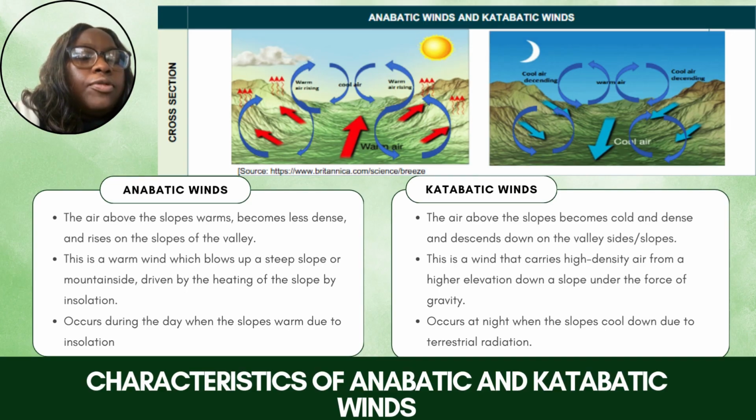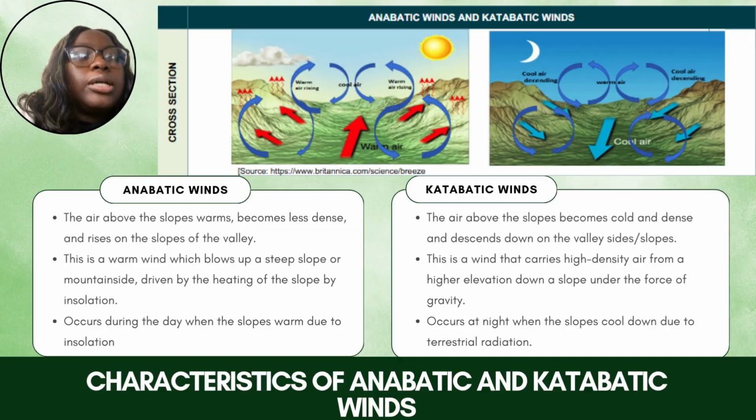Now let's contrast and move on to anabatic and katabatic winds, right? So we defined them earlier, but with anabatic winds, the air above the slope warms and that becomes less dense and rises on the slopes of the valley, right? This is a warm wind which blows up a steep slope or the mountainside, driven by the heating of the slope by insolation. So there's a warm air that rises up the valley slope, right? And it usually occurs during the day because of the heating and insolation that occurs, right? So you can see from the image there is that clockwise circulation of the warm air as it rises, as the slopes are being heated up as well.